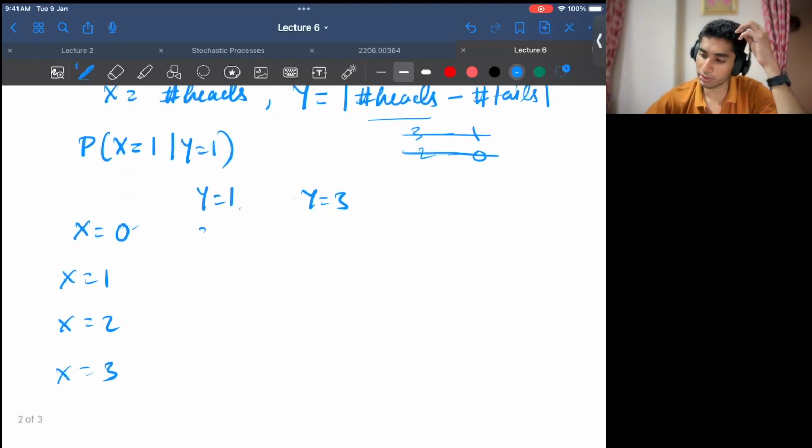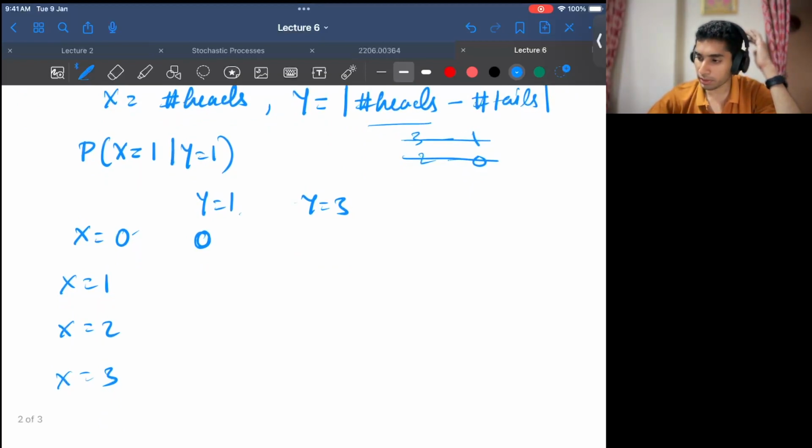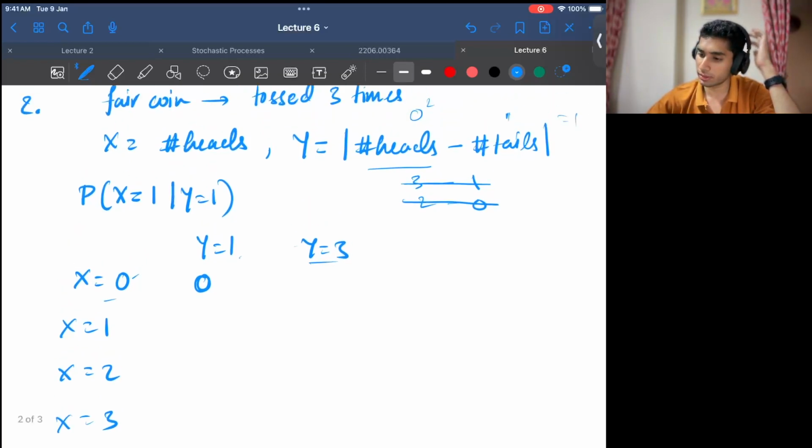So this is not possible, so the probability of this happening is 0. Is it possible that y is equal to 3 and x is equal to 0? So the difference, well, erase this, maybe. So |h minus t| is equal to what? 3, and h is equal to 0. Is this possible? This will imply that t is equal to 3.